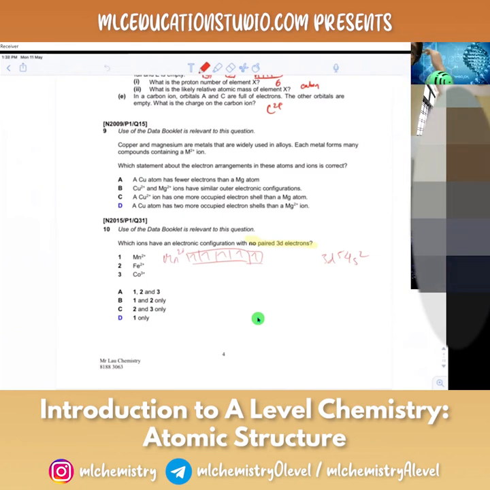Cu2+ also, is it? Which one? Copper, it's 2+ also. Like if it's a transition metal, it will affect the electronic configuration. So how do you know what charge it is? They have to tell you. But they didn't tell.